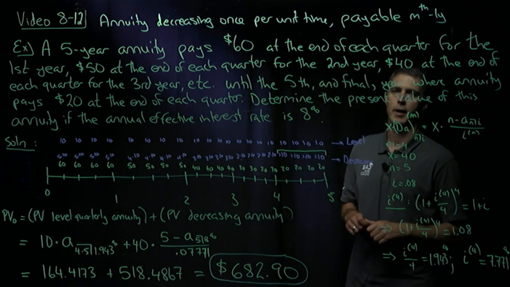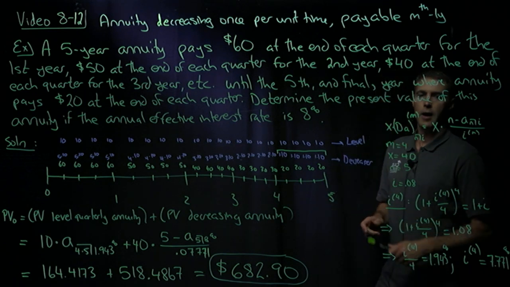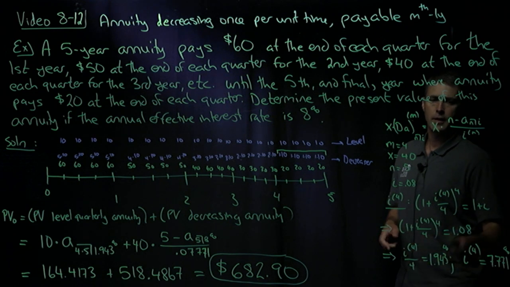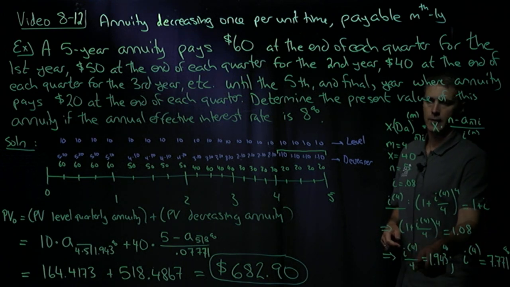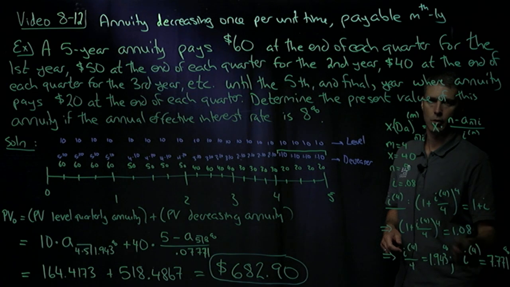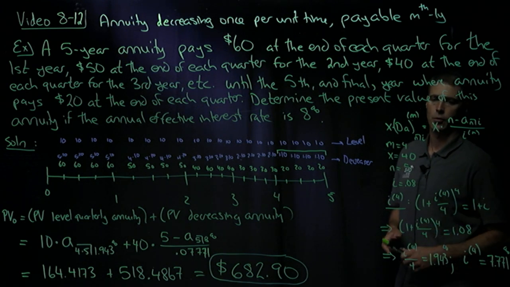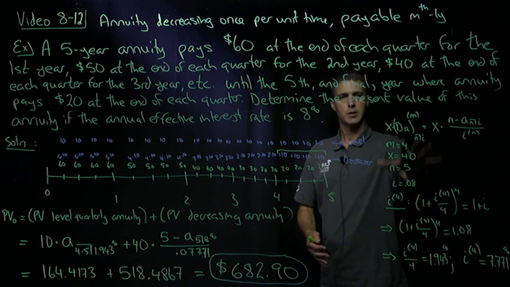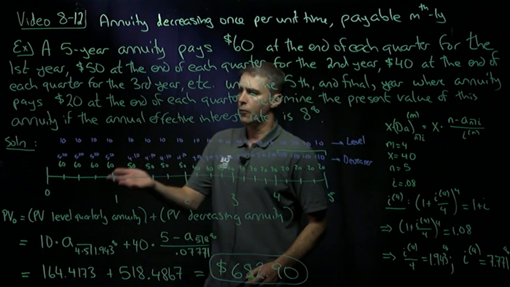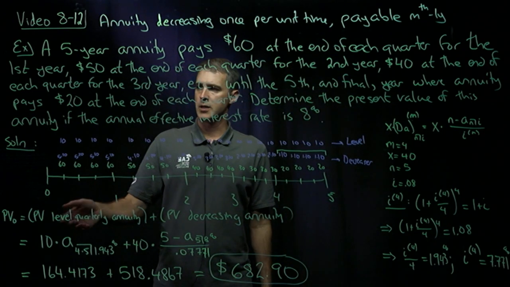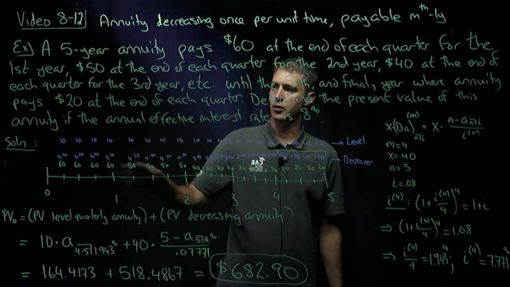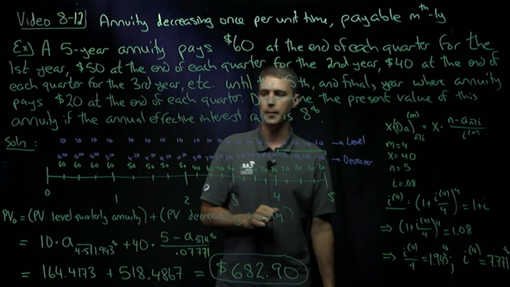So I go do some work for my nominal rate compounded quarterly. 4 quarters of quarterly effective is the same as 1 year of annual effective. I know my annual effective, so I can solve for i4 over 4, and thus for i4, all right? Turns out I will need both the i4 over 4 and the i4, so the quarterly effective and the quarterly nominal. All right, so that's my scratch work. Overall, the present value is going to be the present value of the nice level quarterly annuity plus the present value of the decreasing annuity, all right?